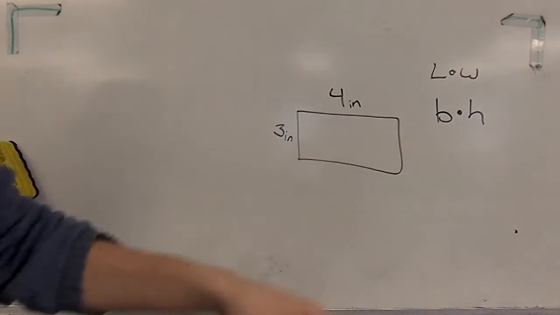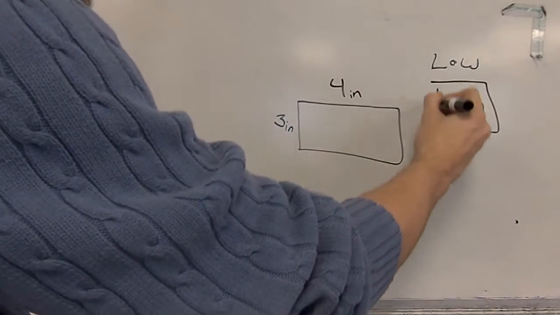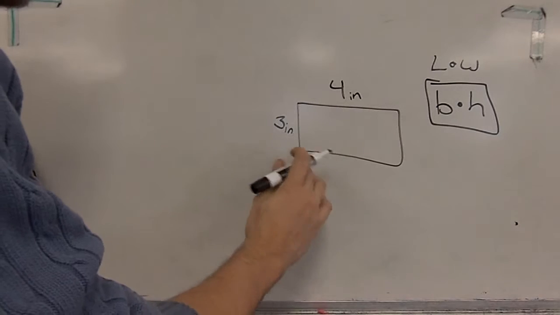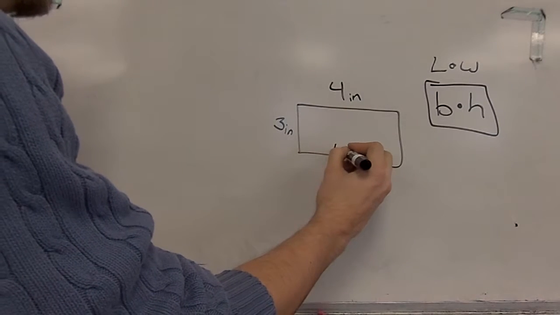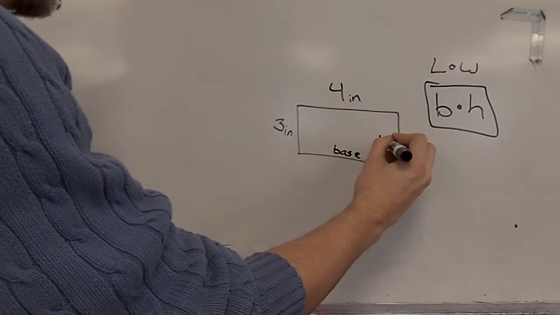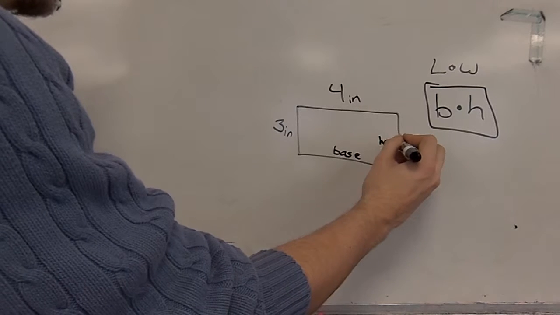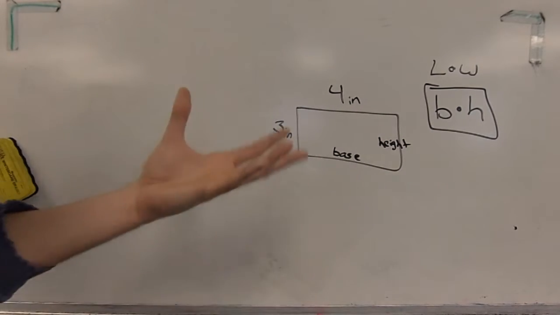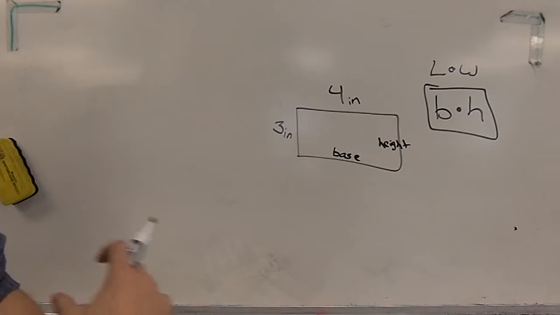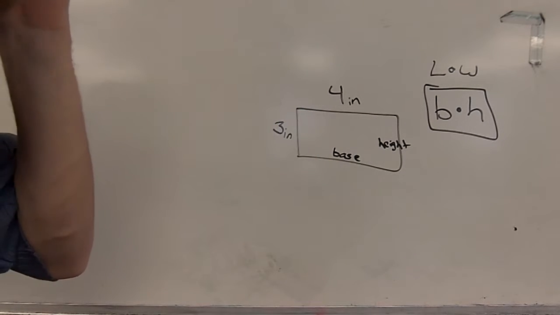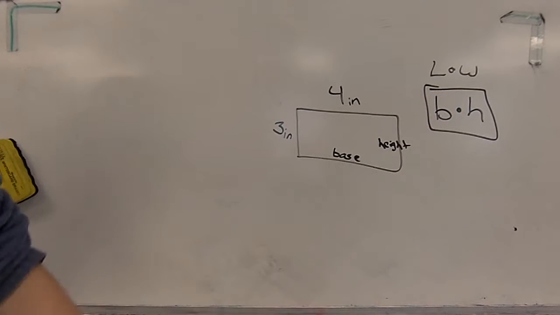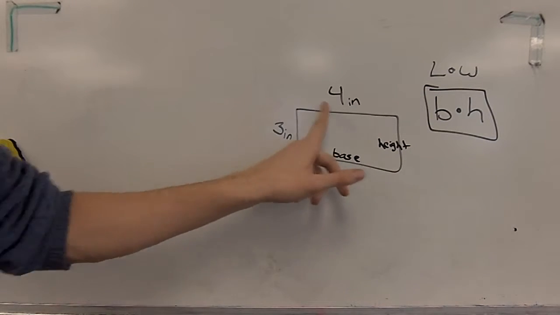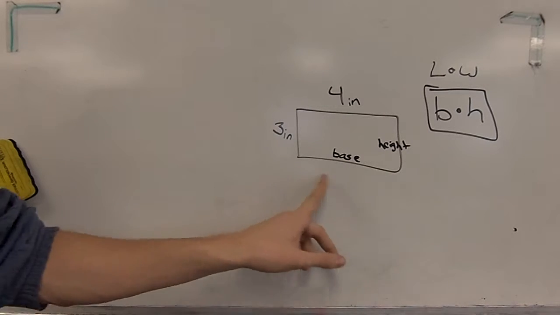And you're going to want to learn this and remember this. Area formula for a rectangle is base times height. And then the area formulas for triangle and trapezoid and parallelograms will make much more sense to you because they use the base and height reference. So 3 is my height, 4 is my base.